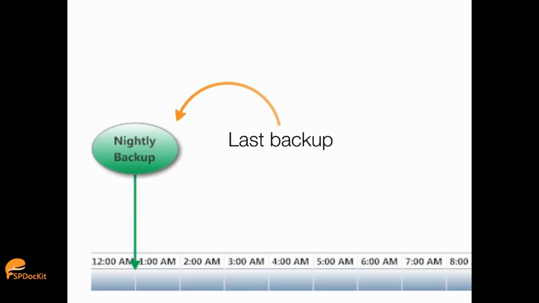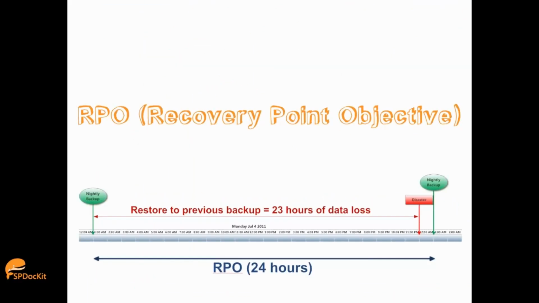Now, if you consider this for a second, this is where RPO comes into play, because if we're using a nightly backup strategy, we're said to have an RPO, or a recovery point objective, of 24 hours, because we stand to lose up to 24 hours of data in the event of a disaster. You can imagine if this situation had occurred at 11:59 at night, we would have lost nearly 24 hours of data.